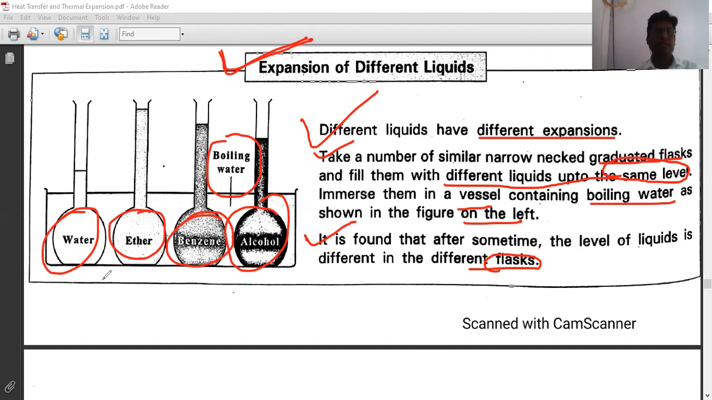So this is the example for expansion of the liquid. So in this way it shows that different liquids expand differently. So write this point. So I'll read.